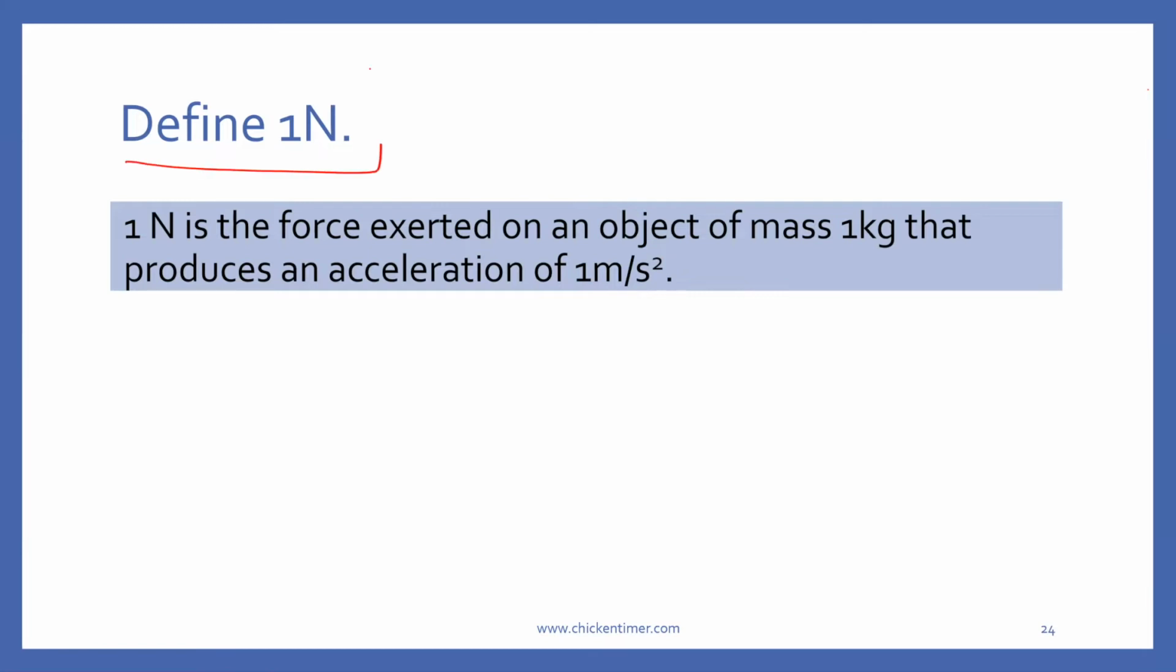They may also ask you, what is 1 newton? Please define 1 newton. Then you will say that 1 newton of force is the force exerted on an object of mass 1 kilogram that produces an acceleration of 1 meter per second squared. This is also word for word. However, they can change this question into define 10 newtons: the force exerted on an object of mass 1 kilogram that produces an acceleration of 10 meters per second squared.